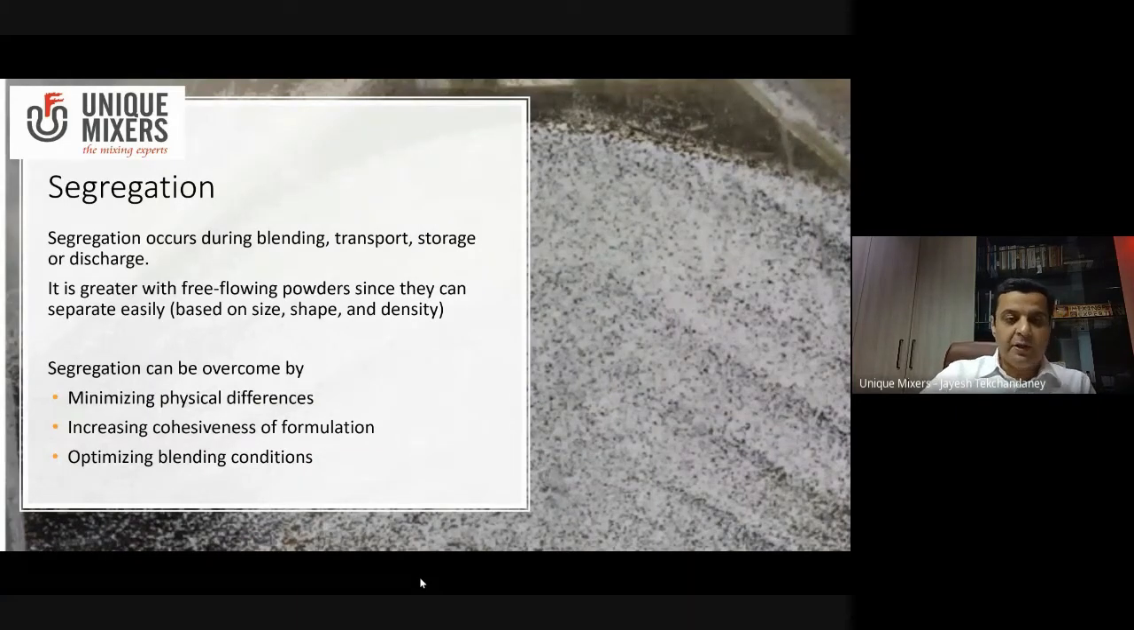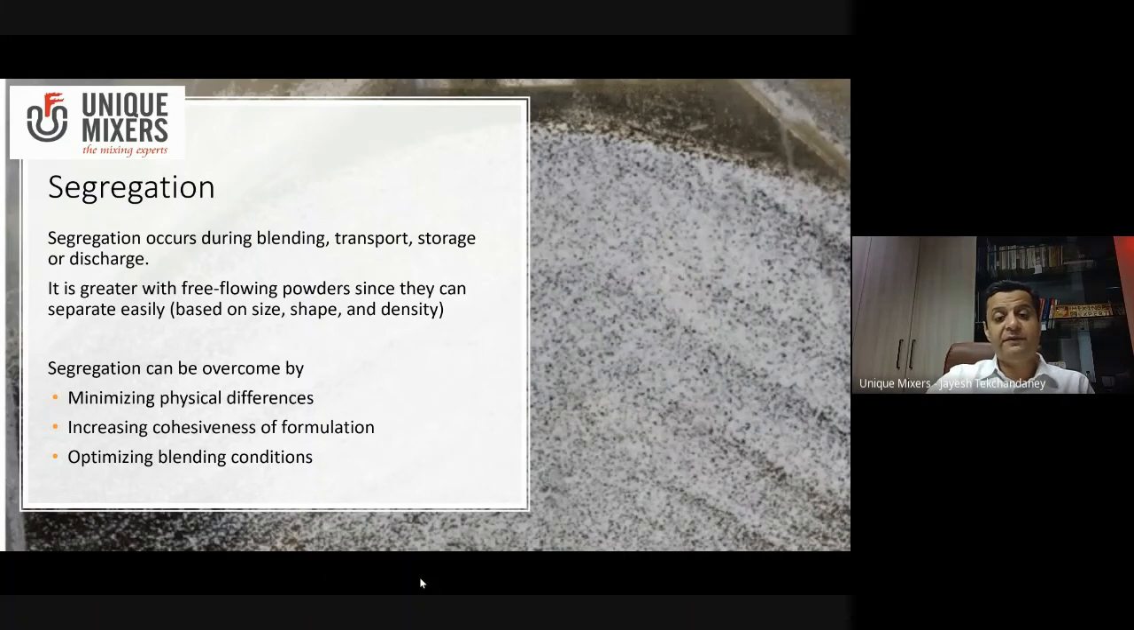And no discussion on mixing can be completed without discussing segregation. Segregation and mixing are opposing processes. Segregation occurs during blending, transport, storage, or discharge. So you might have the best mixer, but if you don't handle the material after mixing, you might end up segregating what you mixed. So it is very important that the design of the system takes care of the fact that there is no segregation.